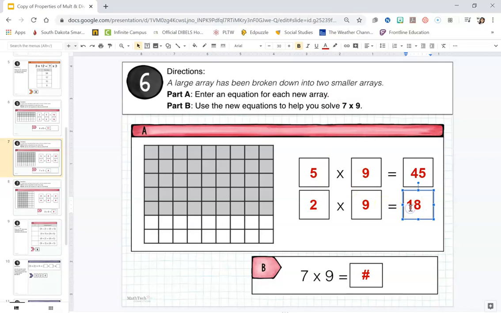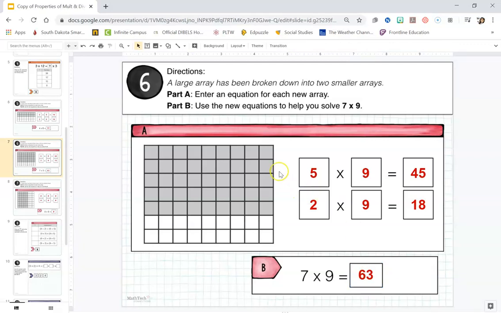So now I have 45 and 18. If I add those two together, I know that 7 times 9 is going to get me 63. So we broke up this big array into 2 smaller arrays. You're going to go ahead and do the next few practice ones on your own. Just like I did here, do the separate equations for each shaded array, and then that should help you get your final answer at the bottom.